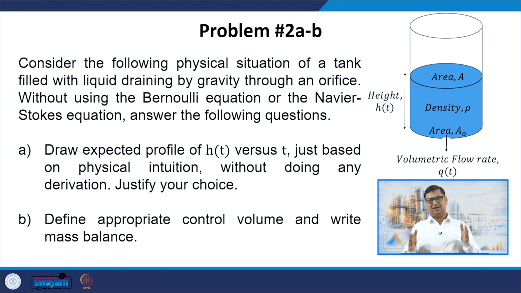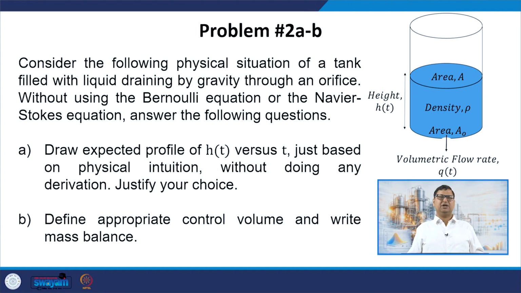You have a tank containing some liquid, and maybe in the beginning of the experiment, you punch a hole at the bottom of the tank. So, the liquid will start to leak out with a certain volumetric flow rate, and we want to figure out how the height of liquid in the tank is changing with time. Let us say this is the problem that we have.